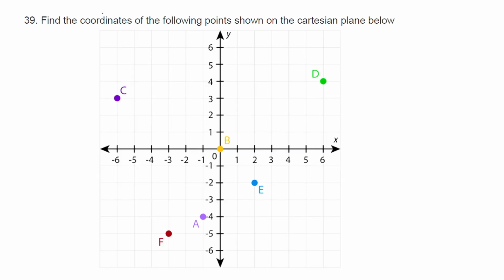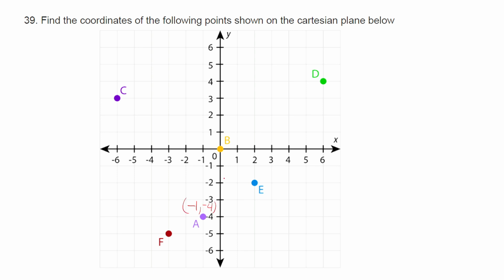39. Last question. Find the coordinates of the following points shown on the Cartesian plane. So we will just try to find the coordinates here, okay? Let's start with point A. Where's point A? It is here. What's the value of x at this point? That is -1. How about the value of y at this point? That is -4. This one is going to be -1 comma -4.